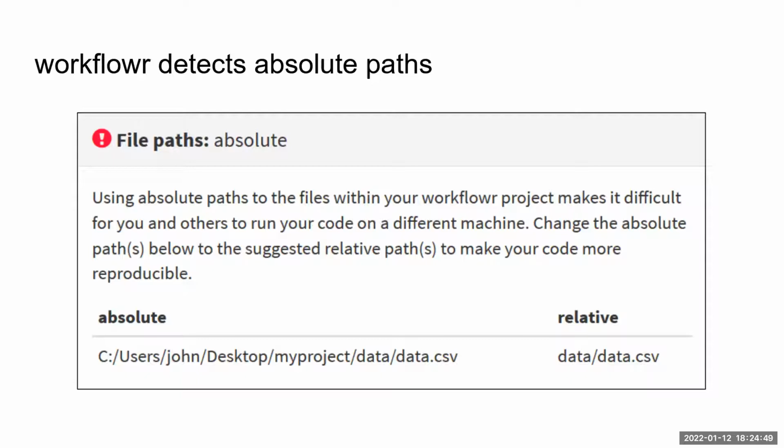This check will prevent that. If you use an absolute path, it will detect it and immediately tell you what the relative path should be. So in my project, instead of giving the full path on my Windows machine, I can say it's in data/data.csv. That way, if someone puts the project on their computer, it'll just work when the code is run.